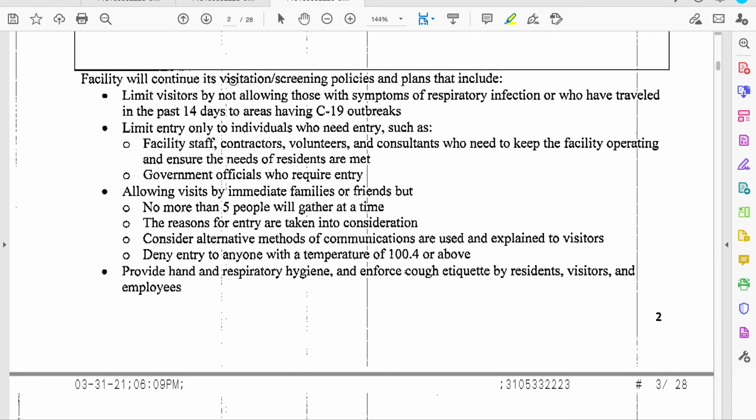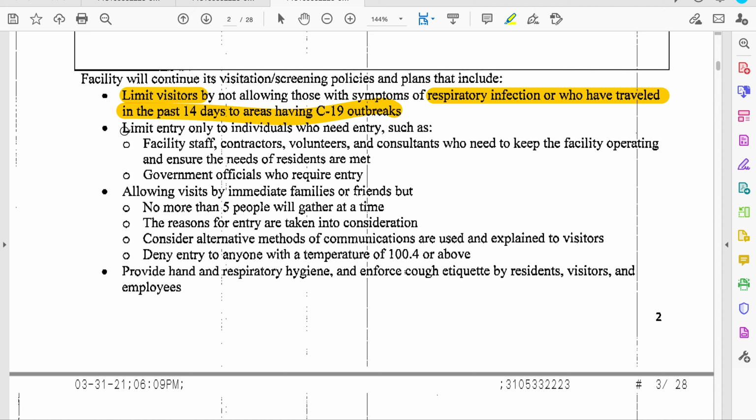If we continue visitation, screening policies must have a plan. This plan is as follows. We have to limit visitors by not allowing those with symptoms of respiratory infection or who have traveled in the past 14 days to areas having COVID-19 outbreaks. Essentially, if visitors have been in areas where there has been a COVID-19 outbreak, they are not going to be allowed. If they are showing any symptoms, respiratory infection, shortness of breath, or a fever, they will not be allowed.